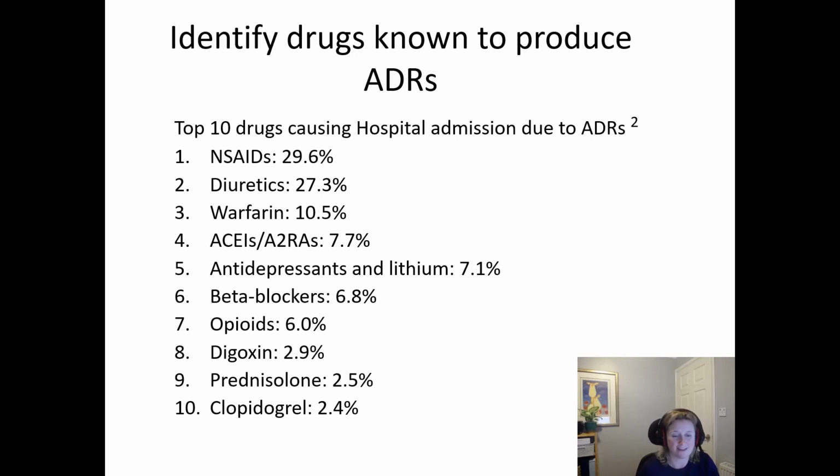Beta blockers, so things like atenolol or bisoprolol, anything that ends in "ol", can cause patients to have a slow heart rate. It can cause bronchospasms, so difficulty breathing. They can cause a low pulse for a patient. We've mentioned already about opioids, so things like morphine and codeine, that can cause respiratory depression. It can cause severe nausea and vomiting, constipation, confusion, hallucinations, things like that.